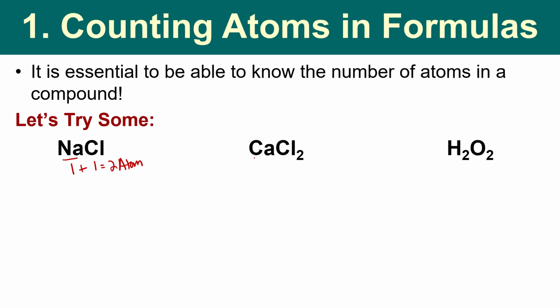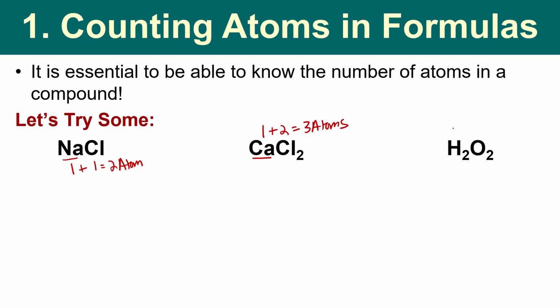Moving on to this next one, I have a calcium atom that's here, no subscript, so that gives me 1. And of course, you can do your bookkeeping on top too. Some people choose to do that. I have 2 chloride ions that are here, so that gives me 2 of those for a grand total of 3 atoms. Looking over at this is an H2O2.